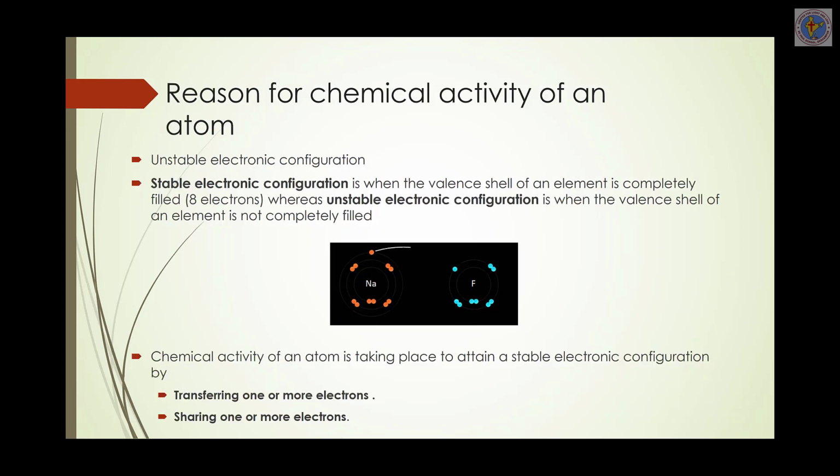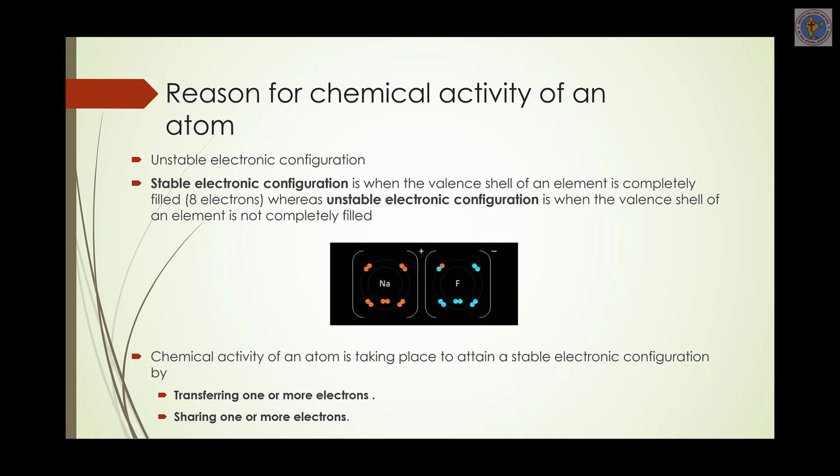Now let us learn what is the reason for chemical activity of an atom. Children, it is due to unstable electronic configuration. Now let us learn what we mean by stable and unstable electronic configuration. Stable electronic configuration is when the valence shell of an element is completely filled. Completely filled means they are having 8 electrons in their outermost shell. Whereas unstable electronic configuration is when the valence shell of an element is not completely filled.